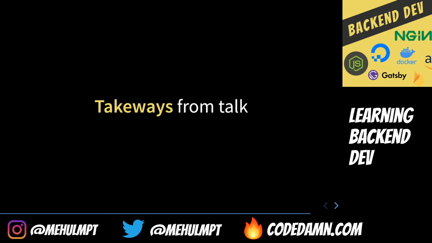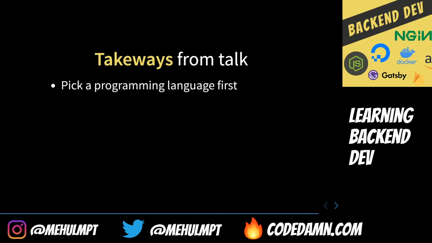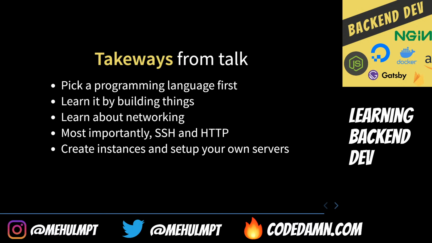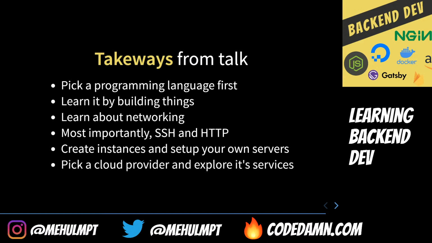So let's just get into quick takeaways from the talk, and then we can have a quick Q&A session. Pick a programming language first. Learn it by building things. That is like the 300 millionth time I'm saying the same thing. Learn about networking. That is what we discussed, right? Most importantly, SSH and HTTP, because these are two important protocols. And start creating servers yourself. Start setting up servers by yourself, because when you do that, you're going to actually understand a lot of things. Pick a cloud provider like DigitalOcean or AWS or whatever it is, and just go with it.